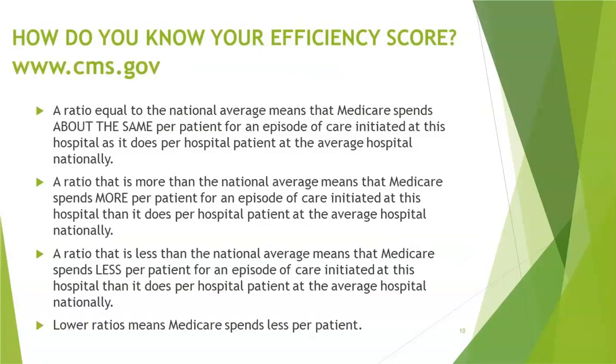So when you see your ratio equal to the national average, that means you spend about the same amount, as I said, and if it's more than the national average, you're clearly spending more, and the same with less. So again, you want to find that lower score. Now, they originally started out with the benchmark at 1.0 or 100, and now I think they've dropped it to 0.99. So you've got to do better.